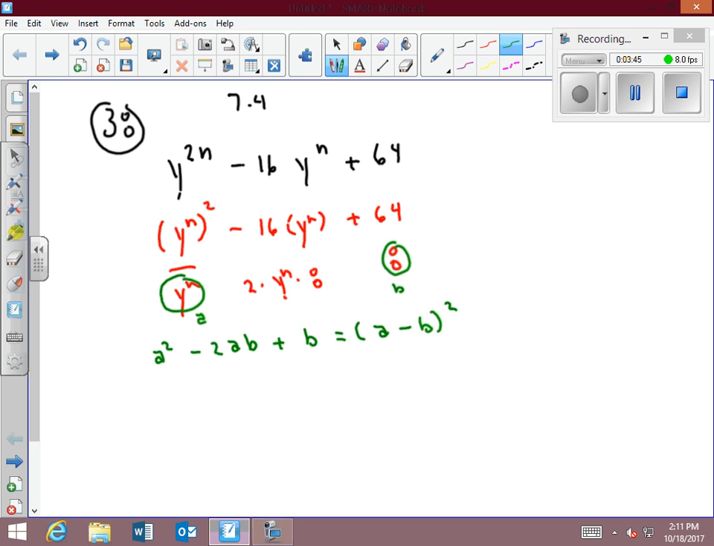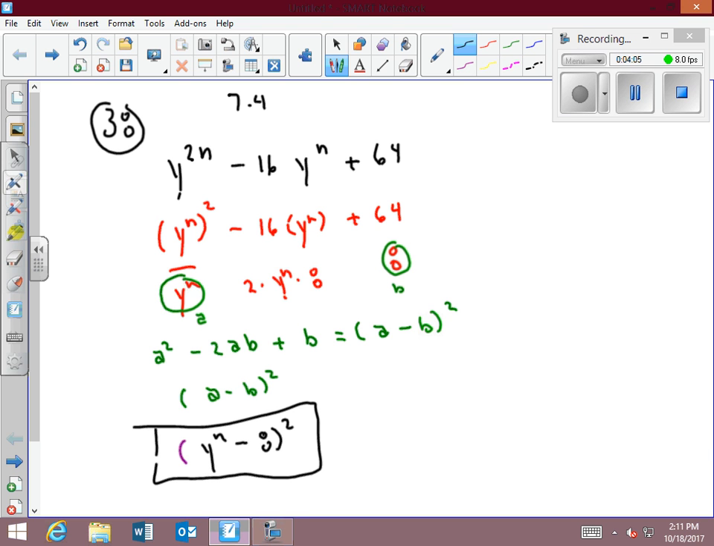So now what you do is a minus b quantity squared is what? The a is what? y to the n, minus the b is 8, quantity squared. And that's how that thing factors. It's a special case trinomial because it fits the pattern. Notice that it has to be a plus right there too.